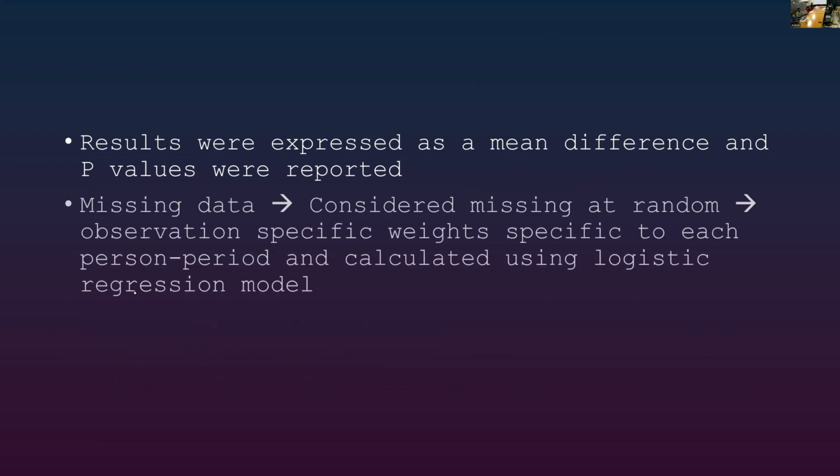Again, results were expressed as mean difference. The missing data they considered to be missing at random, and they put special weights and used an imputation method to fill in those details.